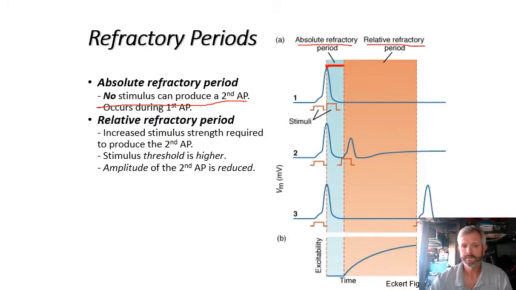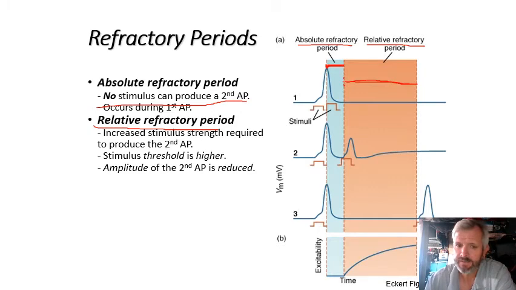The other period is the relative refractory period, this brown portion here. Now the channels are reset, so I can have a second action potential, but what I'm going to have to do is have a larger stimulus, such as we see here, compared to this. This is the stimulus strength here. I have to have a larger stimulus to get a second action potential.